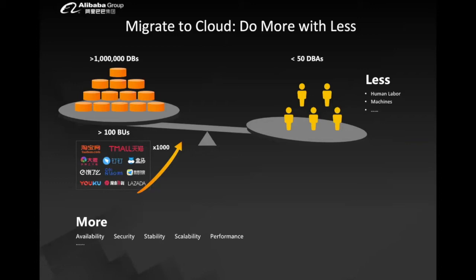Take a second to think about it. Over 1 million databases. Now, how many database administrators do you envision hiring in order to manage and maintain that 1 million databases? Well, at Alibaba, that number is smaller than 50. We have less than 50 database administrators to manage over 1 million databases. So effectively, with less human labor, with fewer machines, you can manage all sorts of databases, and you can get high availability, security, stability, scalability, and performance on the cloud. So that is the benefit of migrating the entire Alibaba infrastructure to the cloud, to cloud databases specifically, to take those advantages.